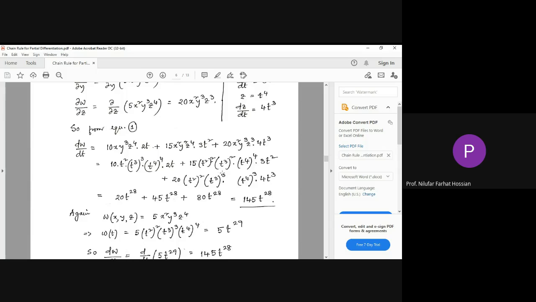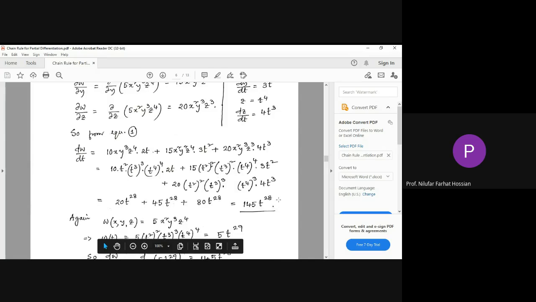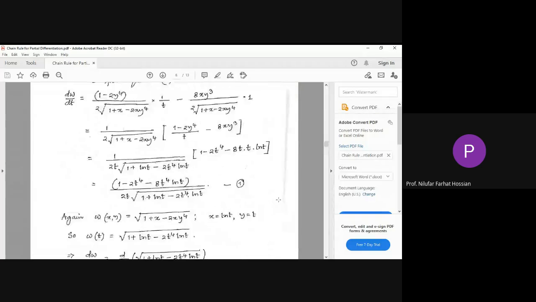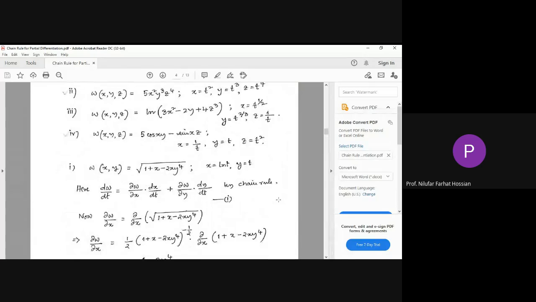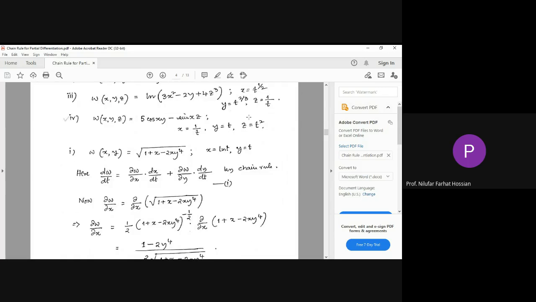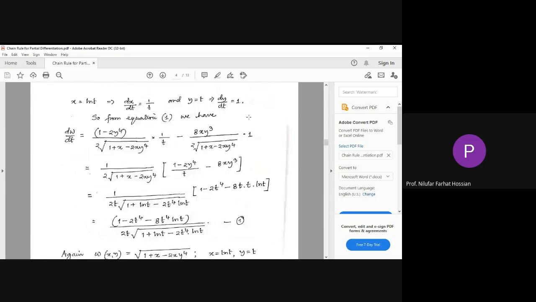The first term gives you 20 t to the power 28. The second term will give you 45 t to the power 28. And the third term will give you 80 t to the power 28. After adding, you will get this result. And your question was, verify this result by performing the differentiation directly. Verify the result by differentiating w directly with respect to t, that means first express w in terms of t and then perform the ordinary differentiation.